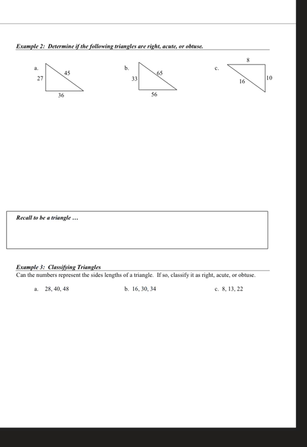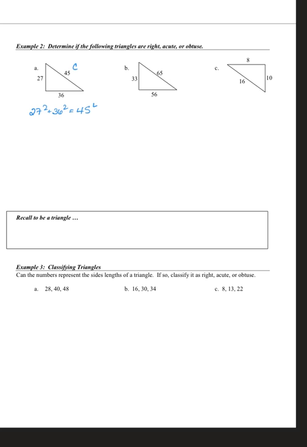So we're going to use that same concept when I look at example 2. So the first thing we're going to do is we're going to figure out which number is bigger. So 27, 36, or 45. 45 is the bigger one. That's going to be your c number. And then I'm just going to test it. Is 27 squared plus 36 squared equal to 45 squared?